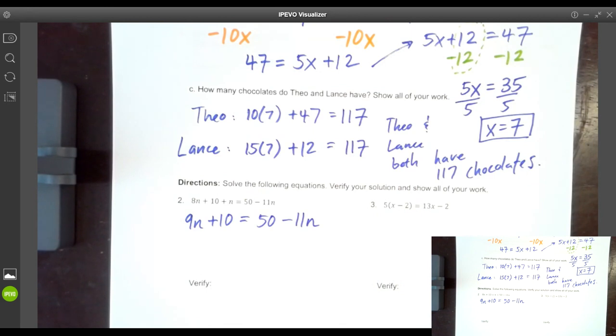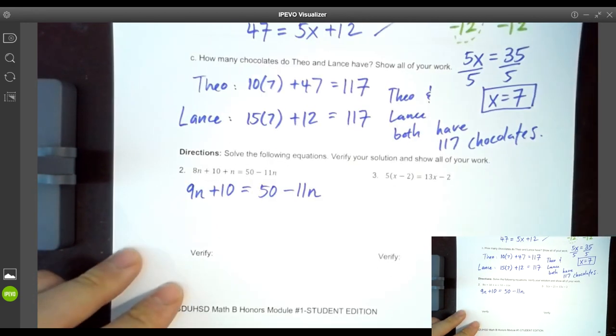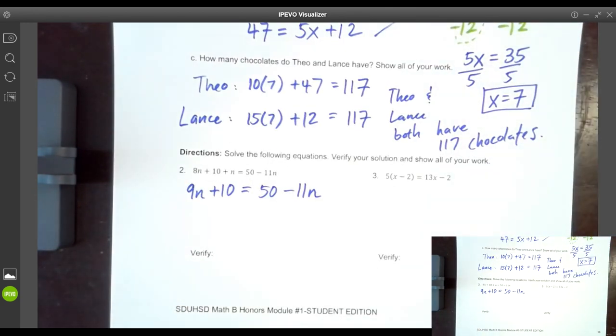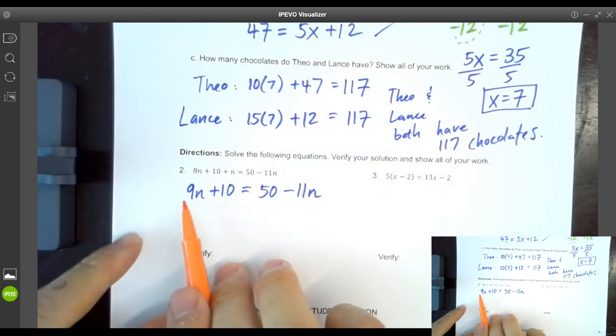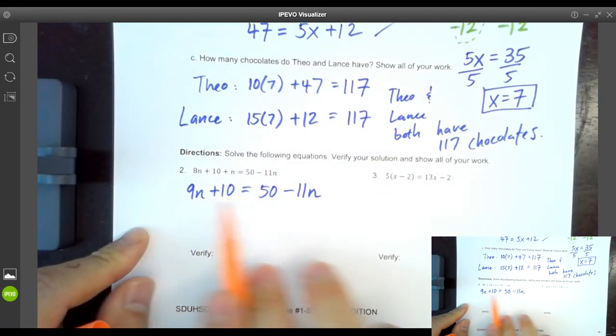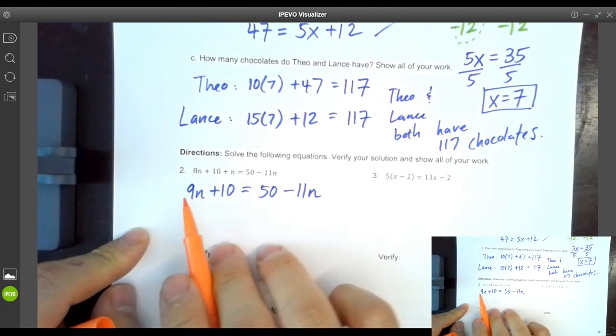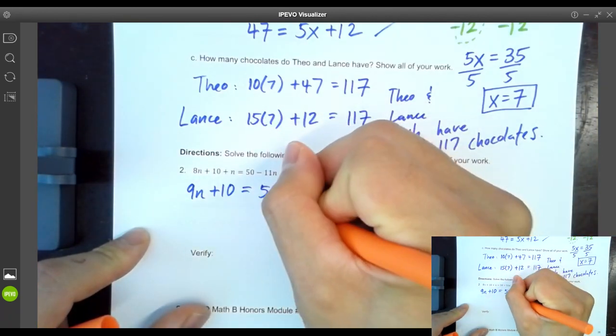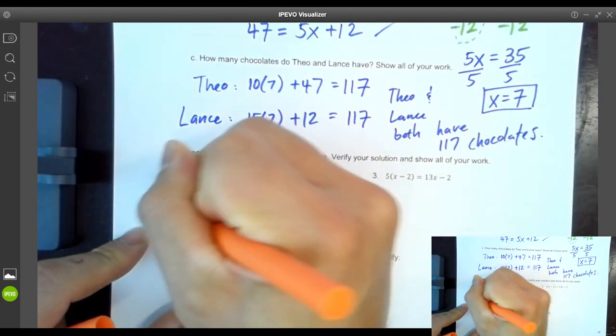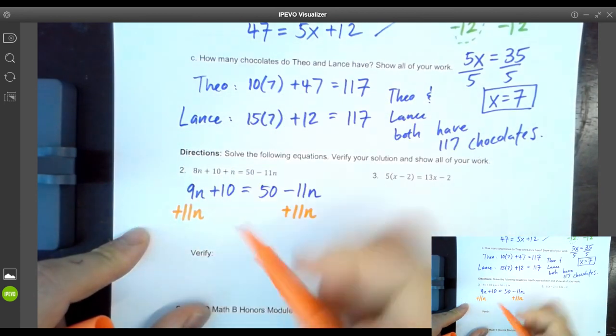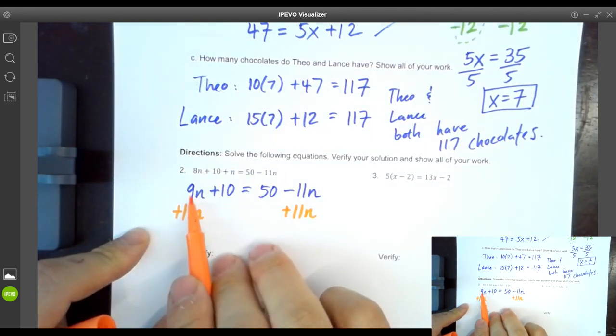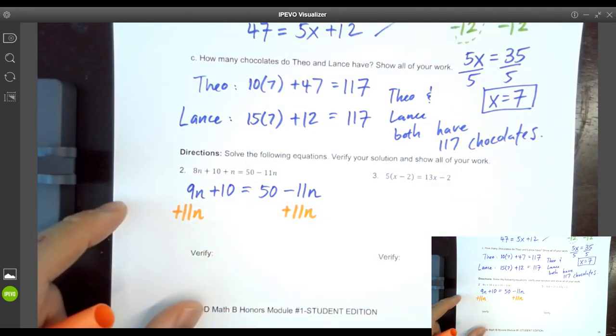Okay? And now, again, there are many routes you can go, but my number one tip, my strategy, has always been to try to avoid a negative variable. So even though I could subtract 9n from both sides, I'm not going to choose to do that. I'd rather add 11n to both sides because it maintains a positive coefficient for my variable.